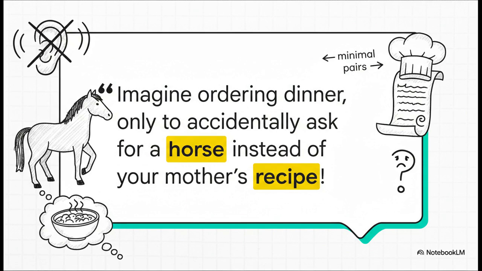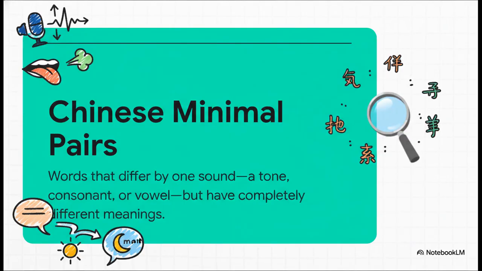The key to avoiding these kinds of mix-ups, it all comes down to understanding something called minimal pairs. So, what are these minimal pairs? Basically, they're words that, to an untrained ear, can sound almost identical. The only difference might be a slight change in pitch, a tiny puff of air, or even just the way you curl your tongue. But here's the kicker. That single small difference completely changes the meaning of the word. Mastering these is, without a doubt, the foundation of clear communication.